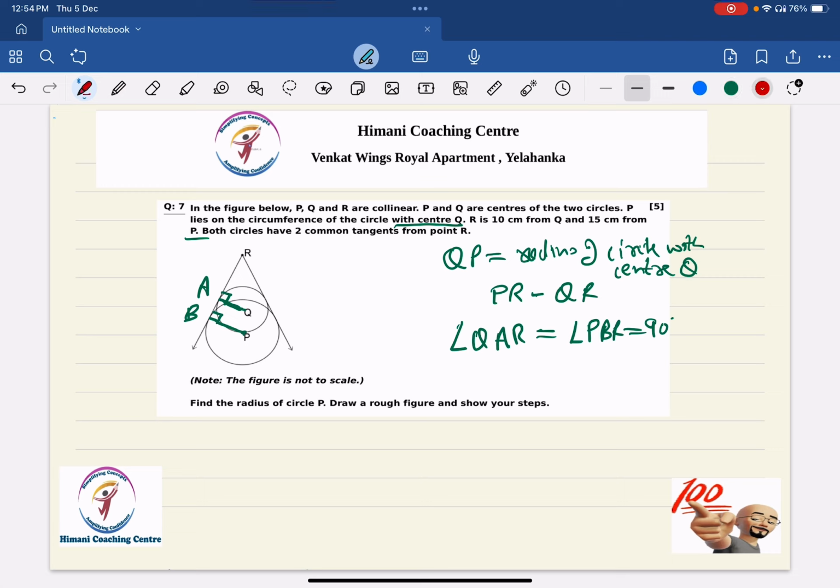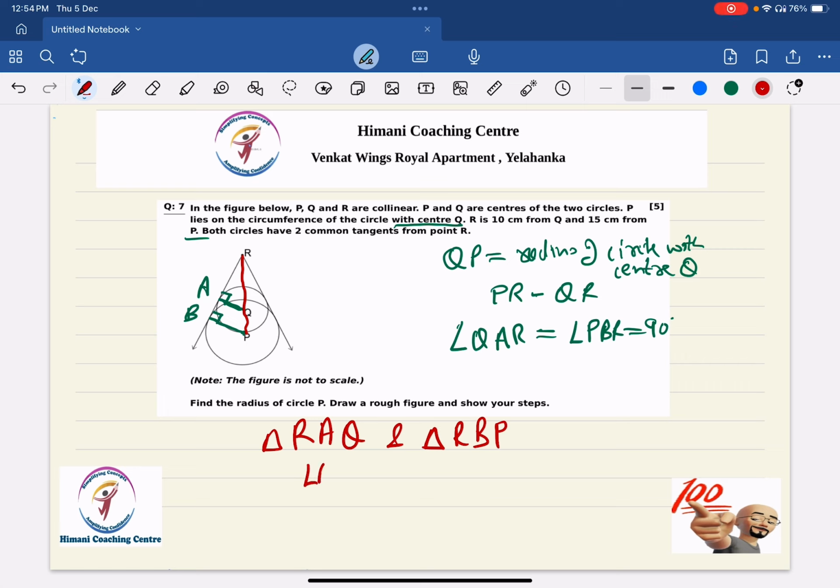Now let us rejoin this line RQP. I'm drawing it with my stylus on the screen, so the line is not straight, but please draw it straight with the help of a scale. For the purpose of this discussion, this line PQR is a straight line. Now look at triangle RAQ and triangle RBP.